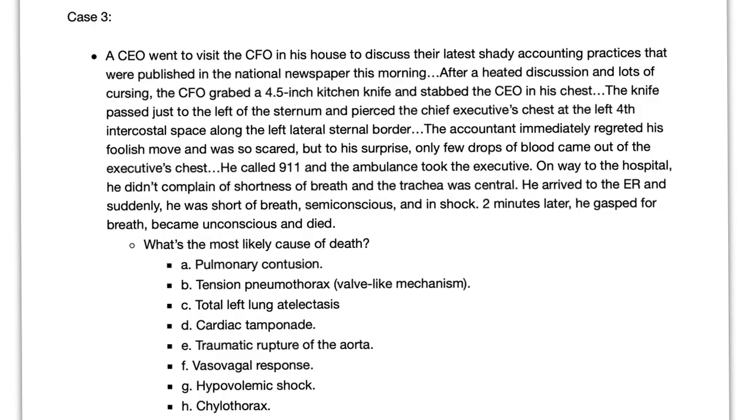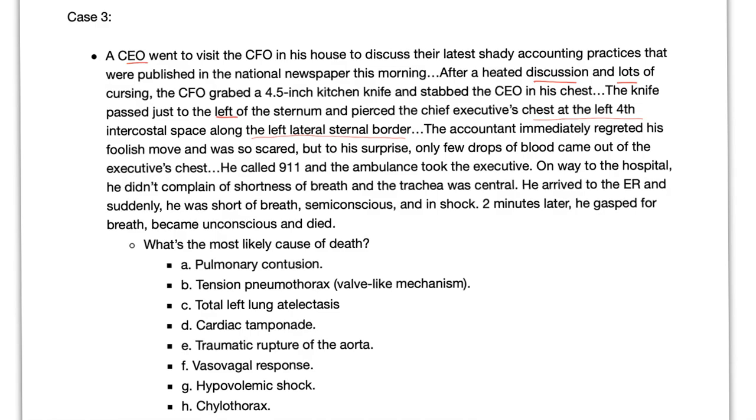Case number 3. A CEO went to visit the CFO in his house to discuss their latest shady accounting practices. This sounds like yesterday. That were published in the national newspaper this morning. After a heated discussion and lots of cursing, the CFO grabbed a 4.5-inch knife and stabbed the CEO in his chest. The knife passed just to the left of the sternum and pierced the chief executive's chest at the left fourth intercostal space along the left lateral sternal border.